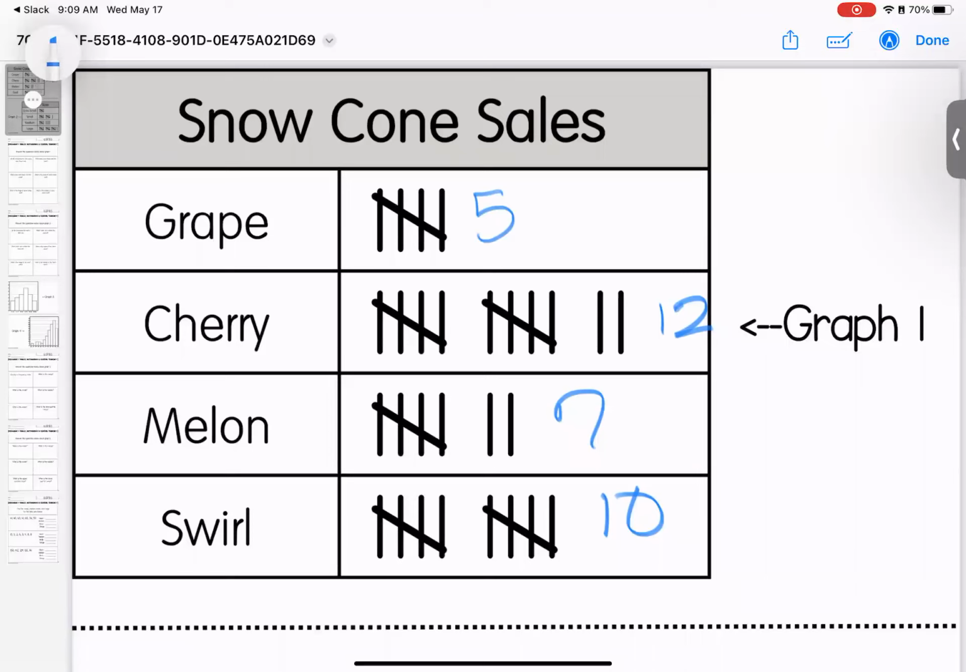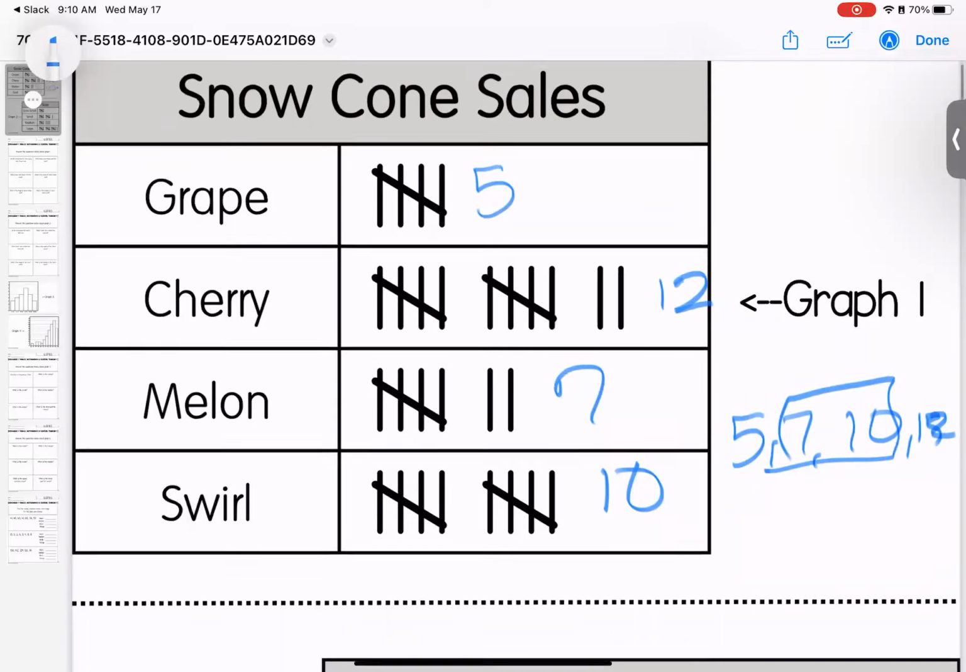What is the range of snow cones sold? 12 minus 5 is going to be our range, which is 7. And then the median: if I put them in order from smallest to biggest, we're going to have 2 in the middle, which is 7 and 10. If we add those together and cut them in half, 17 cut in half is going to be 8.5.